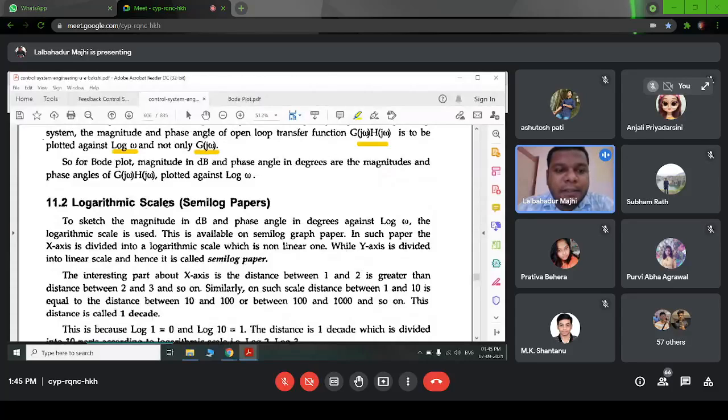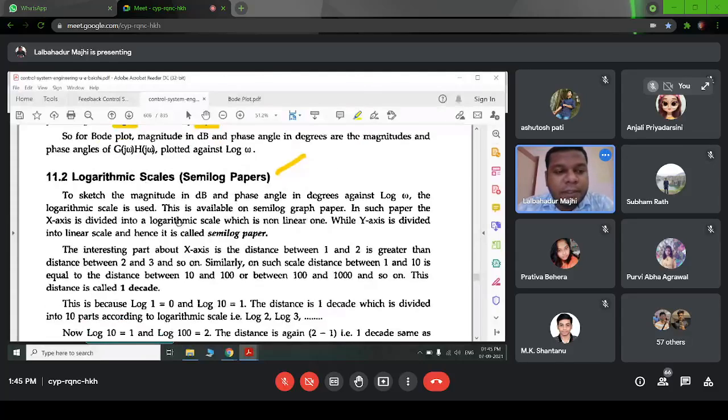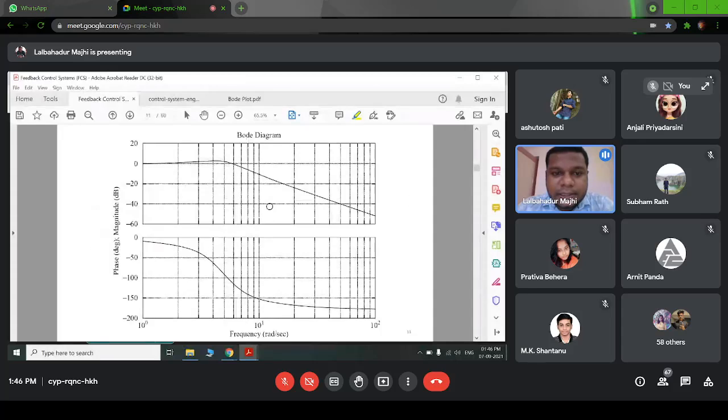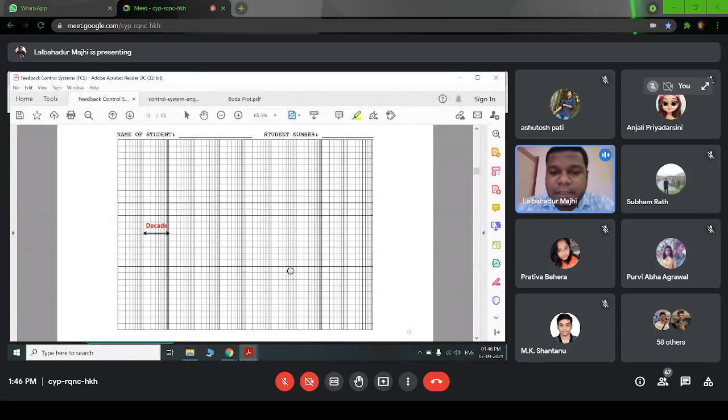I think all of you know about the logarithmic scale or semi-log paper. To sketch the magnitude in dB and phase angle in degrees against log omega, the logarithmic scale is used. This is available on semi-log graph paper. On such paper, the x-axis is divided into a logarithmic scale, which is non-linear. I think all of you have seen this semi-log paper.